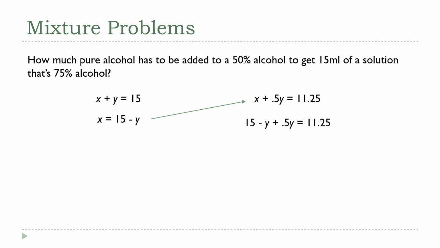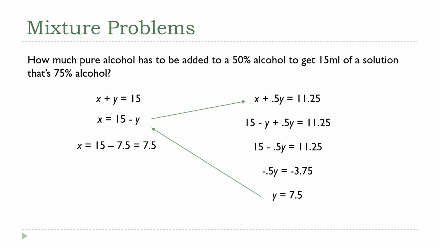Now we're down to one variable. This is something we can solve. If we combine the two y terms together, it becomes 15 minus 0.5y equals 11 1/4. Subtract 15 from both sides. Negative 0.5y is equal to negative 3.75, and then we divide by negative 0.5, and we get the value for y. y is 7.5. Okay, now we still need x though. So now I'm going to substitute again. I'm going to take that value for y and substitute it into the original equation, and we get x is equal to 7.5.